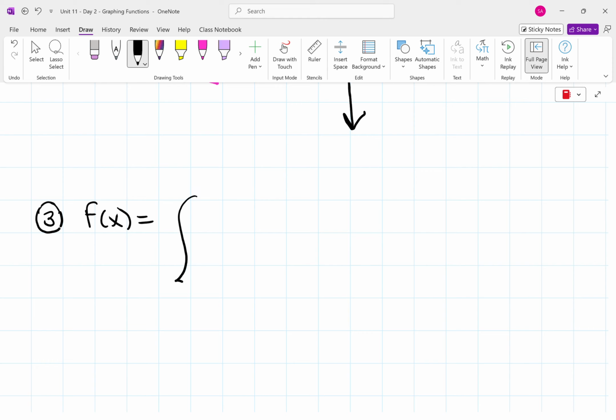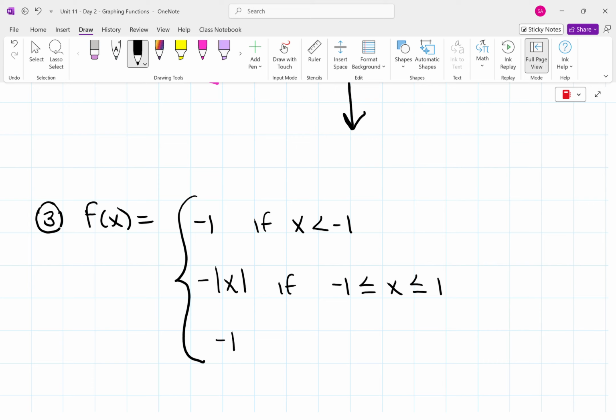Okay, so this one I'm going to have f of x is equal to -1 if x is less than -1. The negation of the absolute value of x if -1 is less than or equal to x, which is less than or equal to 1. -1 if x is greater than 1. Not so bad.